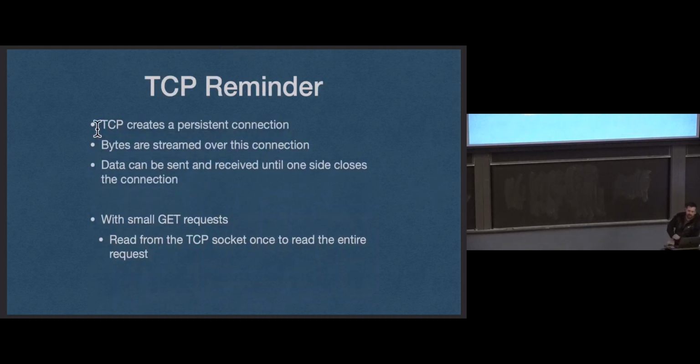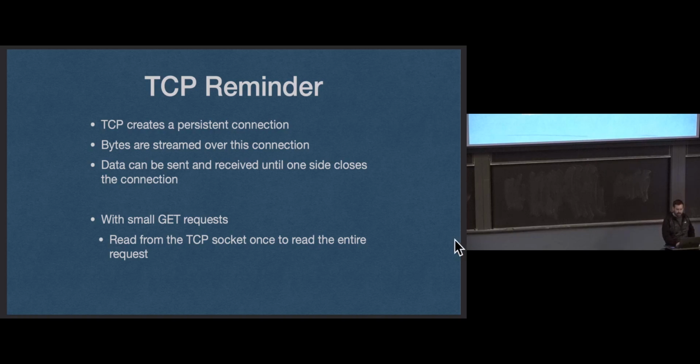And just a reminder on how TCP works: TCP does create a persistent connection. Now, we haven't been using it as a persistent connection in Homework 1, but in Homework 2, we have to start treating it for what it is, which is a persistent connection. You do the three-way handshake that creates a connection, and then you can send bytes in both directions. The client can send bytes to you, and you send bytes over this connection until one of you closes the connection. Until one side closes the connection, you have a stream of data.